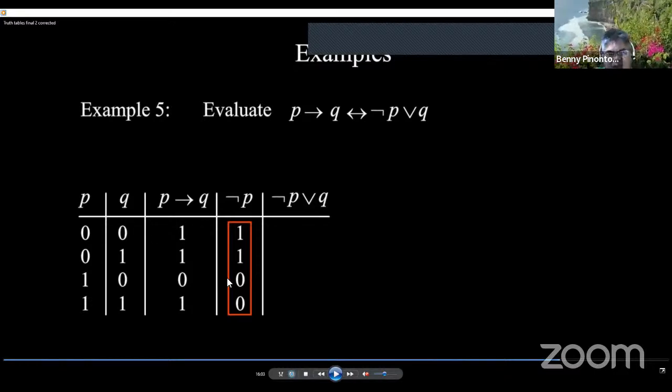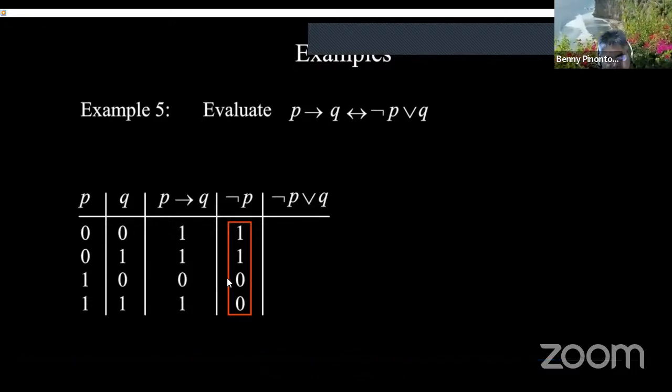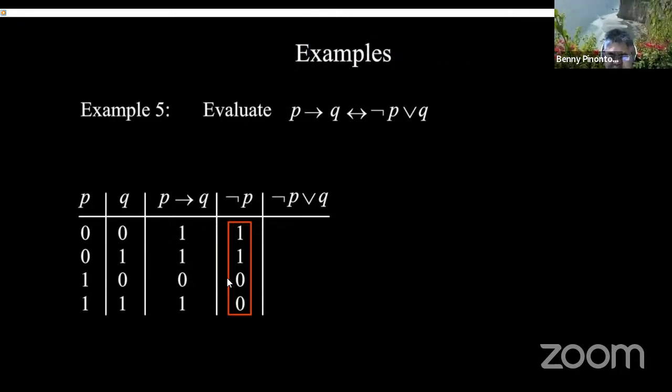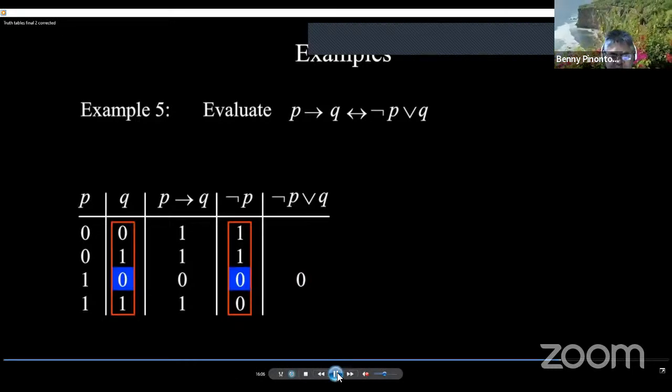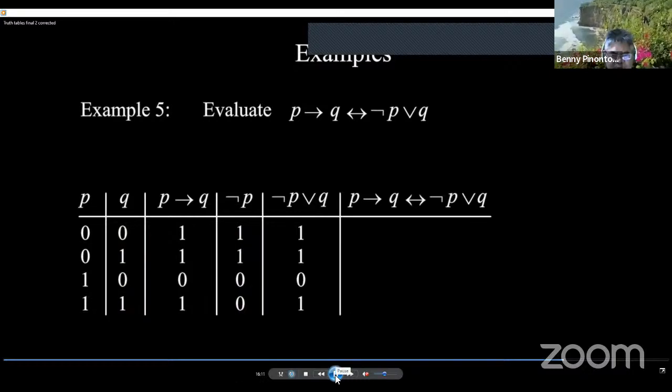Now again, for and and or, they are commutative. It means that you can just interchange the order. So P and Q is the same as Q and P. And P or Q is the same as Q or P. Then you look at the, yeah, the same, that is just or, and that's the result. Now you compare them.